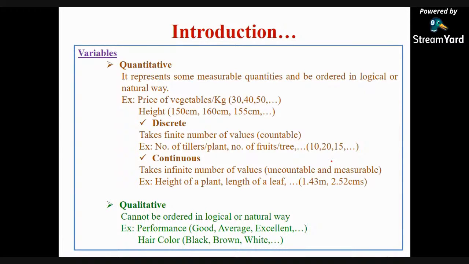Now the next class of variables is the qualitative variable. This is a type of variable which we generally come across a lot in biological sciences. These qualitative variables cannot be ordered in a logical or natural way. For example, performance. We cannot order them, we can just give them a ranking. It can be good, average, or excellent. Similarly, hair color can be black, brown, white, and so on. So these are the two distinct classifications of variables based on the type of data they take. It can be quantitative or qualitative.